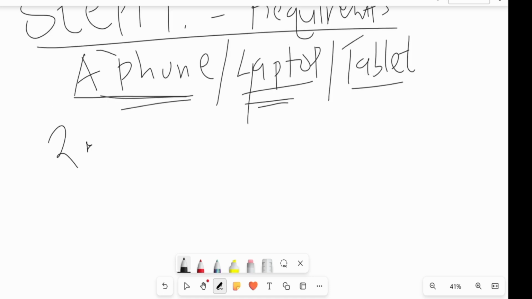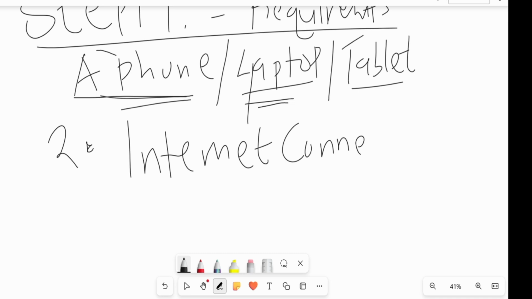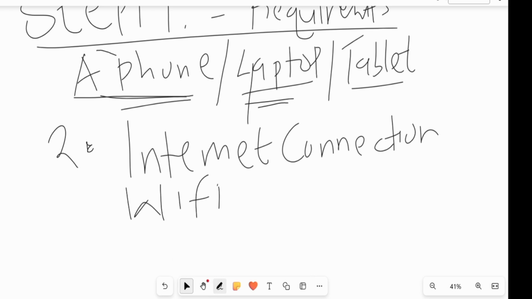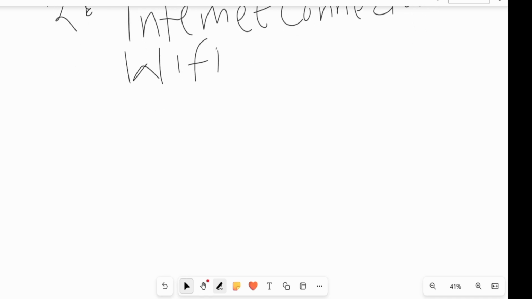Number 2, you will need an internet connection or Wi-Fi. I think it's one and the same thing. You need a stable internet connection for real-time trading. That is step number 1.